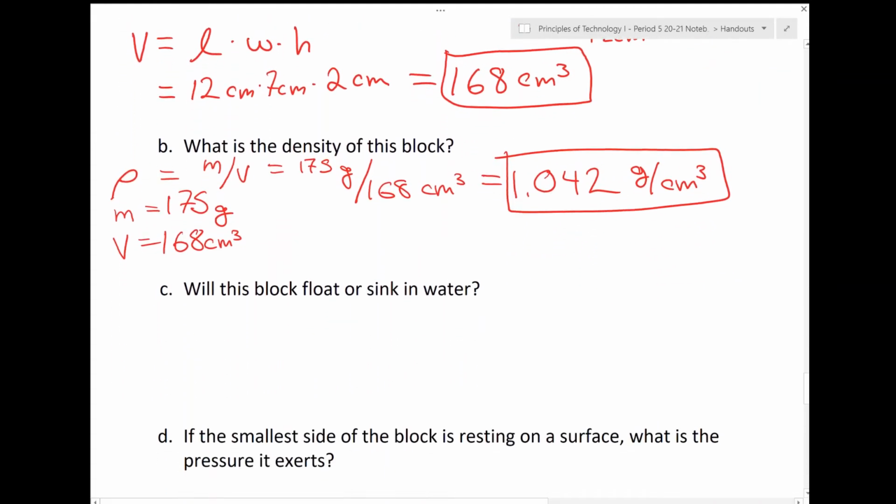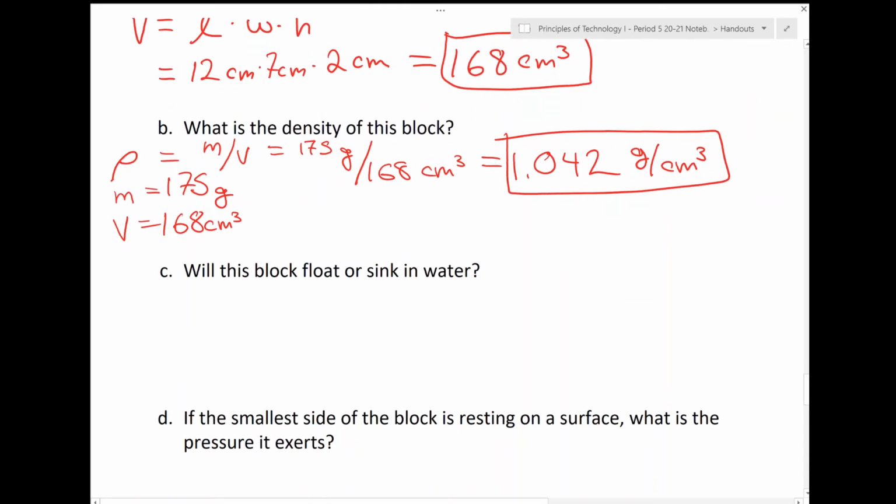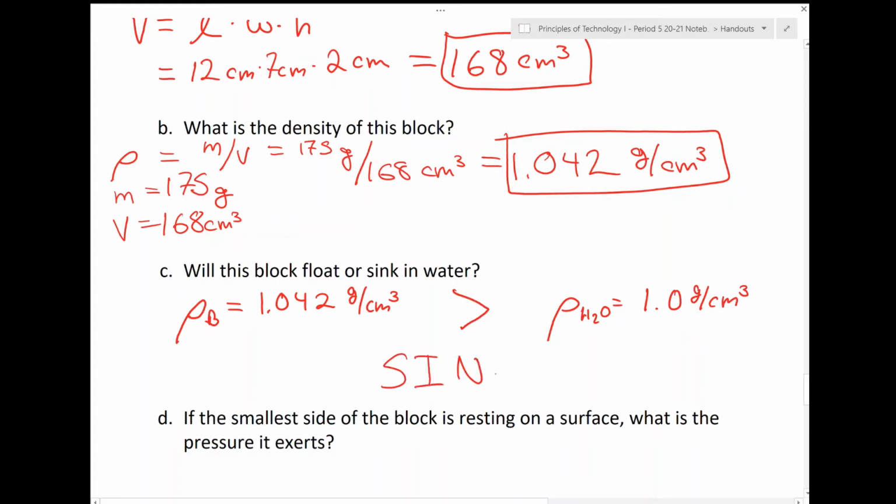Will this block float or sink in water? To know that, we need to compare it to the density of water. So the density of the block is 1.042 grams per cubic centimeter. In grams per cubic centimeter, the density of water is 1. Because the block has a density greater than the density of water, the block is going to sink.